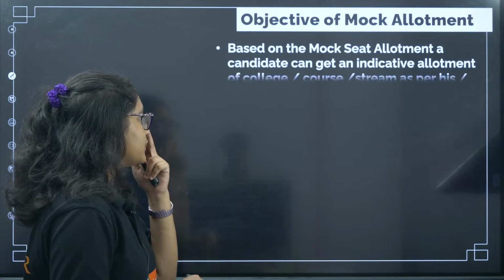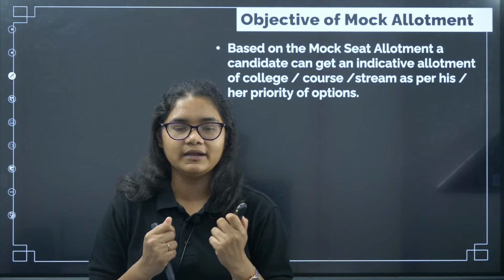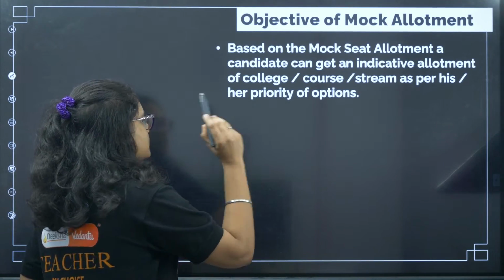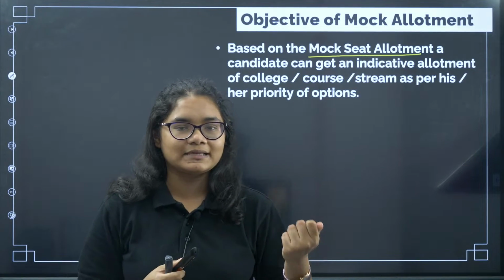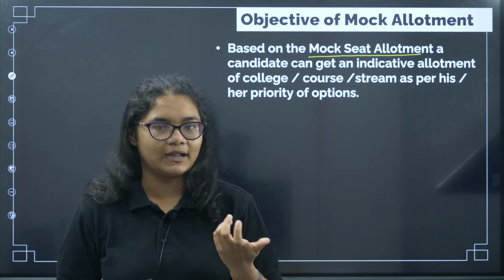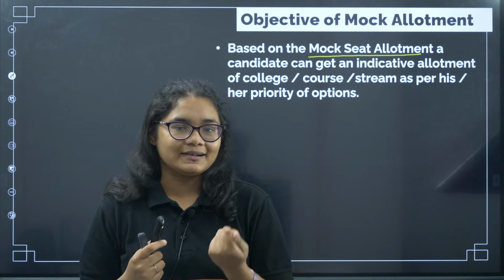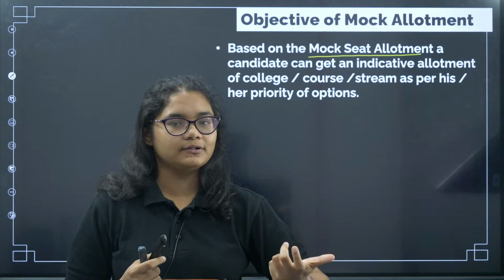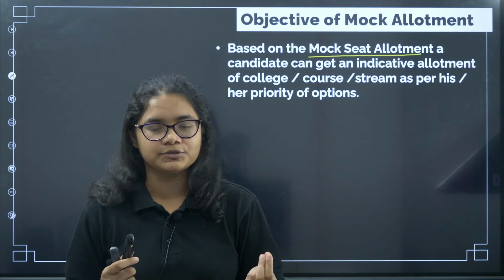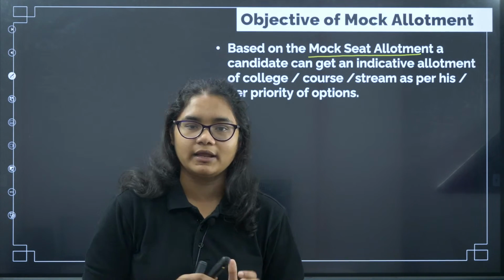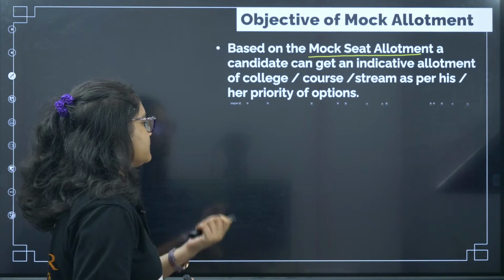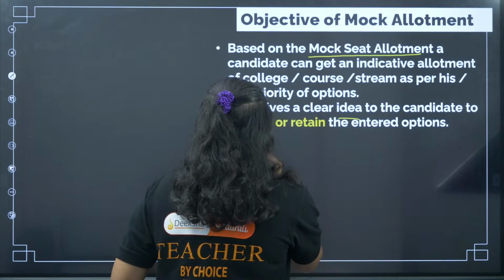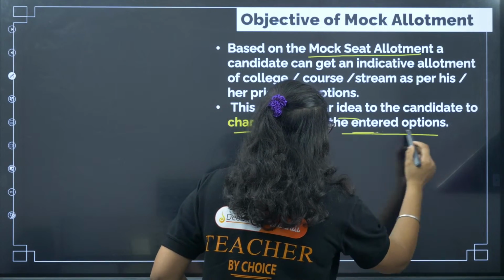Next thing, what is the objective of this mock allotment? So this is very simple here. Based on the mock seat allotment, now you can understand with my option entry which college I am getting. So you can decide whether this college is satisfying for you or not, and whether you need to change your option entry or not, that also you can understand, right? So that is the reason why we need this mock allotment. So this gives a clear idea to the candidate to change or retain the entered options.